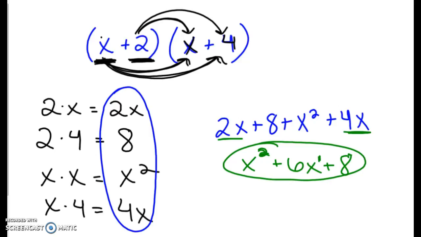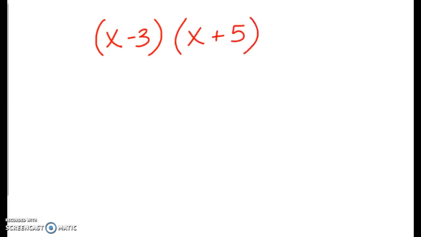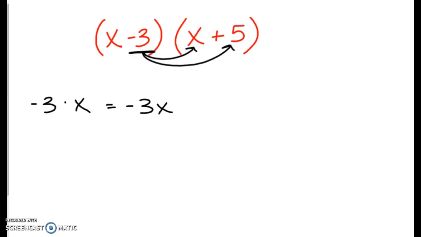I want to go through one more because I know that one was kind of a tough one. So let's do x minus 3 times x plus 5. I'm first going to start with this negative 3, because that has to be multiplied by both the x and the 5. So negative 3 times x, we get negative 3x, and then negative 3 times a positive 5, we get a negative 15. So that's done, the negative 3.